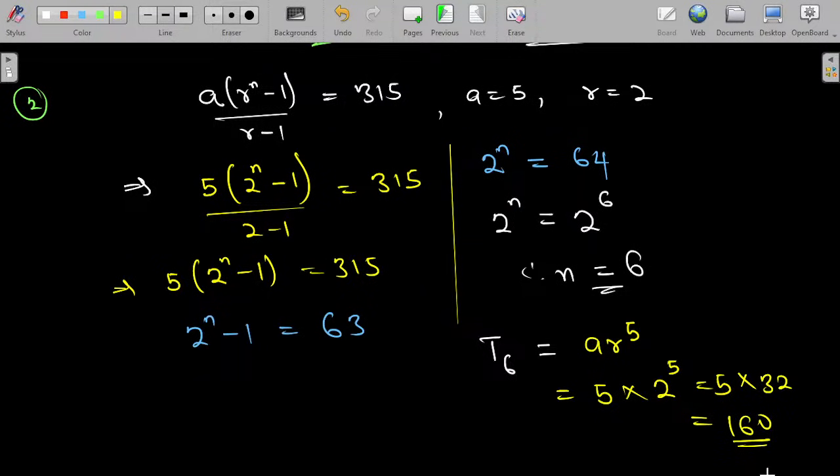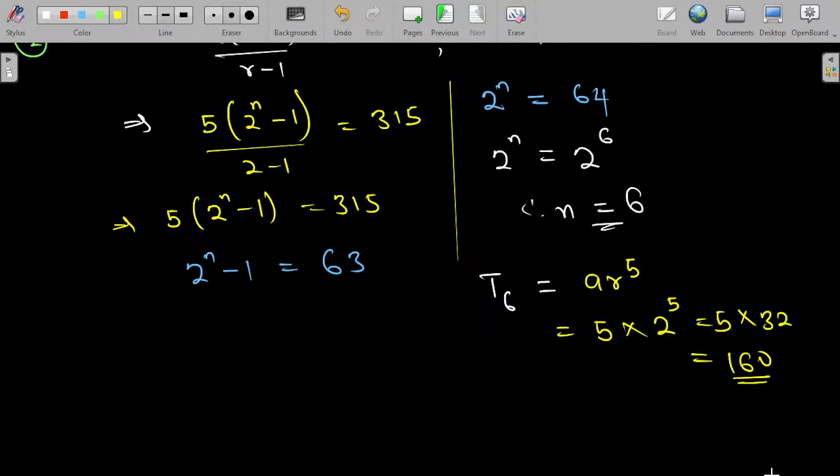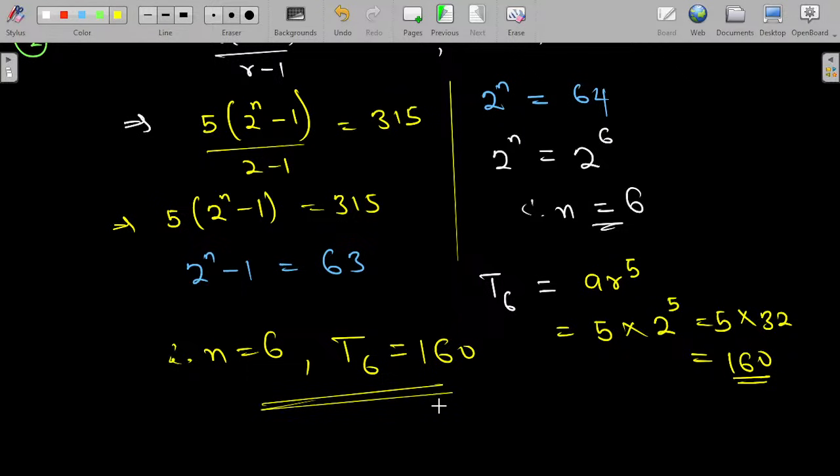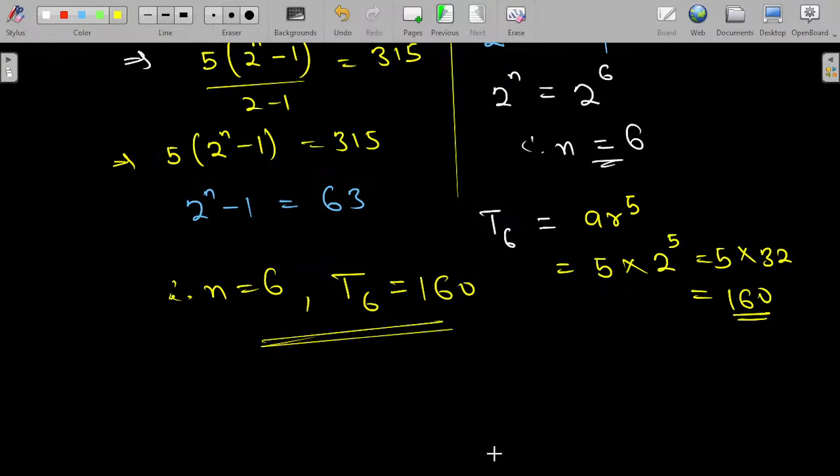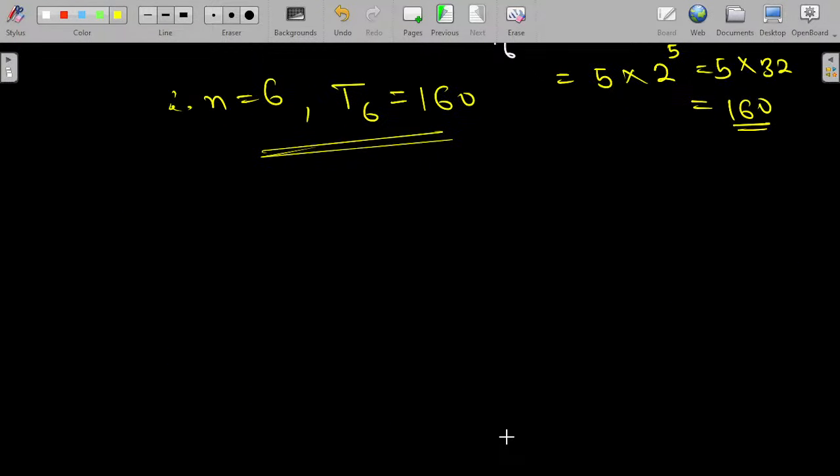Okay, so we've gotten our n. So from the question, our n is 6, and our T6, which is the last term, is 160. Okay, so we move over to exercise 3.